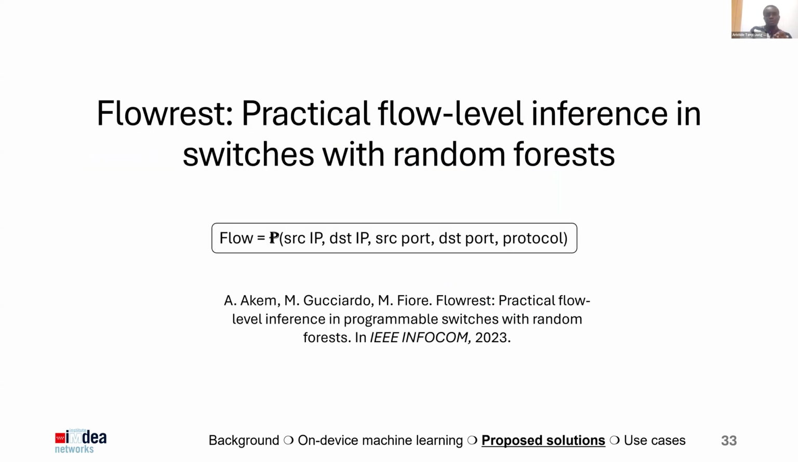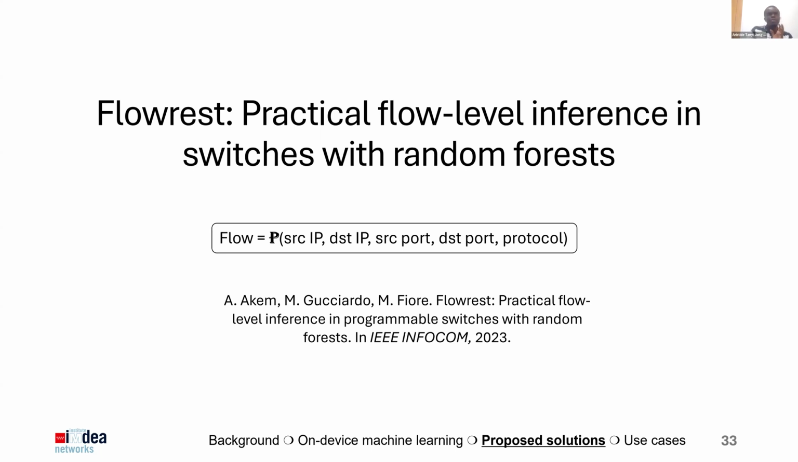So let's talk about how we achieve flow level inference in switches with random forest. And by a flow here, we are talking of a group of packets with the same 5 tuple, right? So the packets are coming from the same source IP and source port, and they're going to the same destination IP and port, and they are all packets of the same protocol. We presented this work at Infocom 2023.